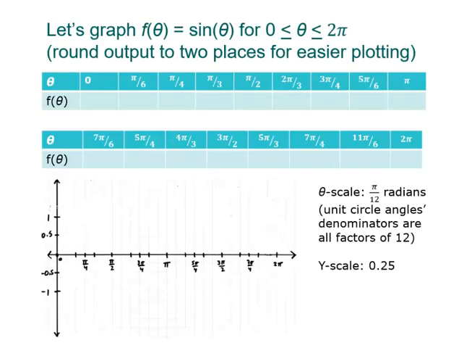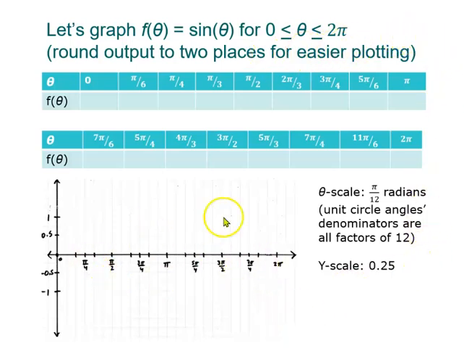All right, so to start us off here, what I would like for you to do is pause the video, and on your sheet you will notice that you have a table of values here. All of those values I've given you are unit circle values, and you can see that I have given you a table that starts at 0 radians, and at the end of the second line it finishes at 2 pi radians. Now notice at the top it says round output to 2 decimal places for easier plotting.